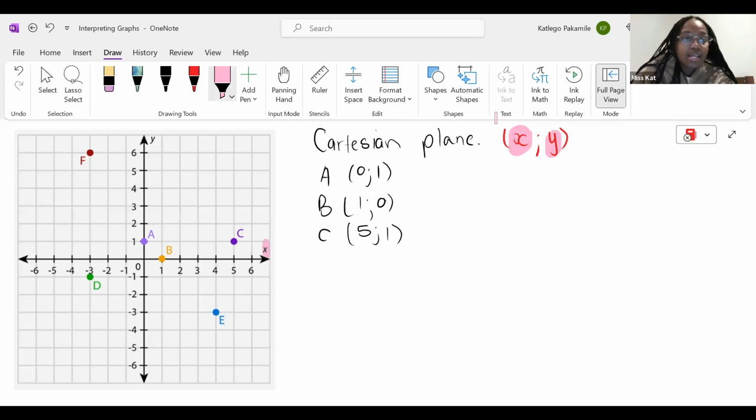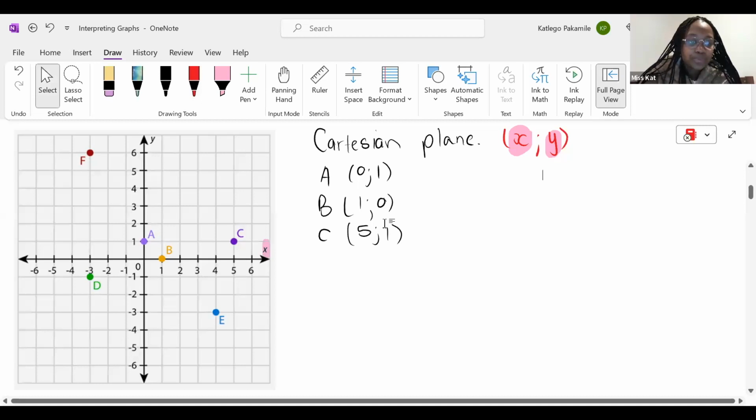And yes, it matters, because let me show you why. If we swap, look at A and B. Can you see A and B are basically swapped around? Are they in the same position? No, ma'am. Exactly. Do you see why it's important?